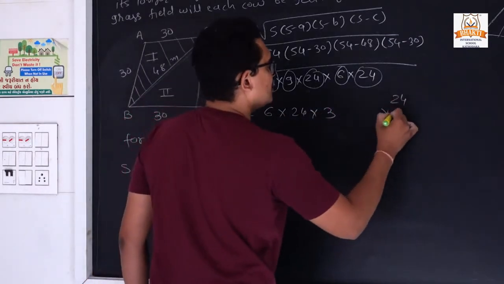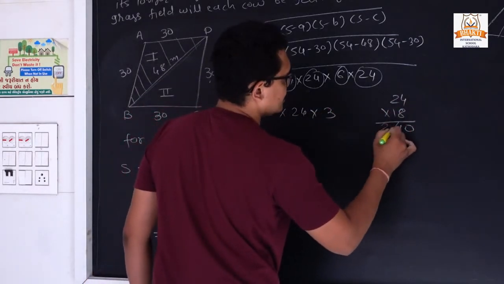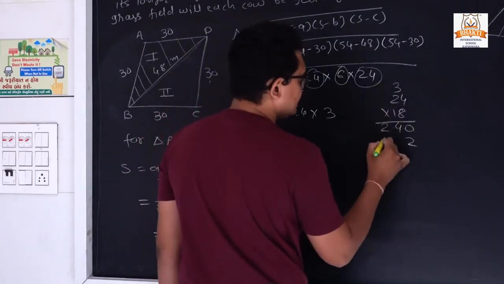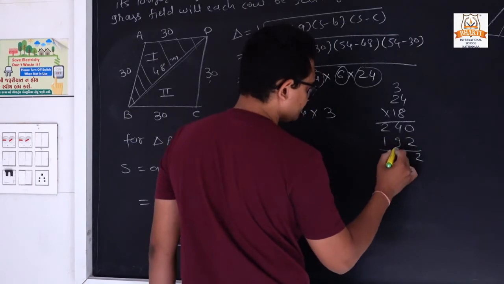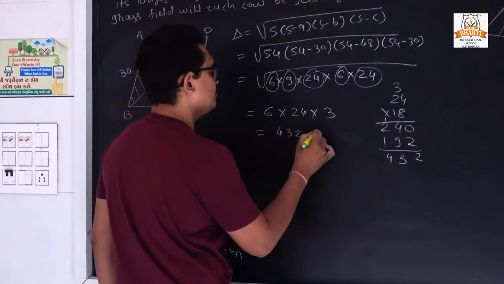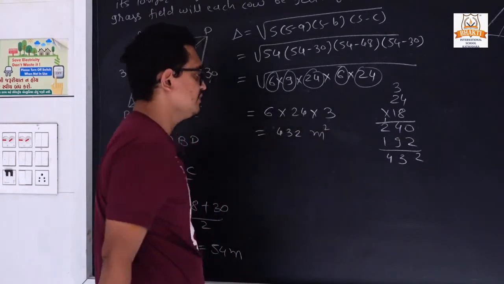So 24 into 18. 8 4s are 32, 3 carry, 16 plus 3 is 19. So it is 432 meter square.